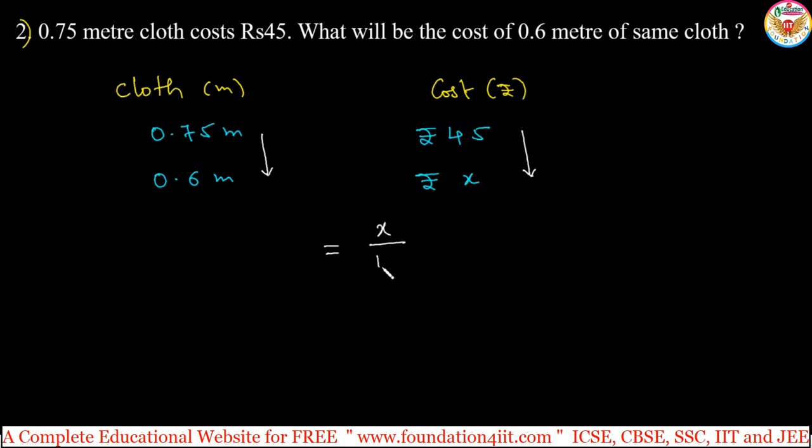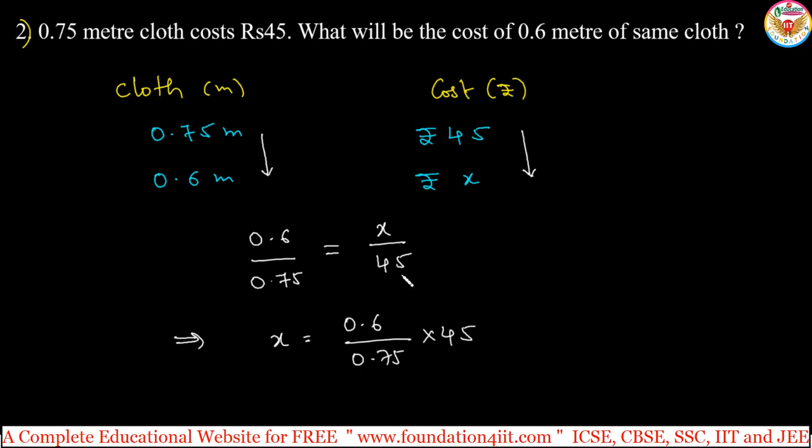So X divided by 45 I took, and the second number divided by the first number I took here. The same way, you can also take second number divided by first number. This is the step you write. Then you can find the X value from this. So X is equal to 0.6 divided by 0.75 into 45. 45 is dividing, so take it to the right and multiply. Then simplify this calculation. That becomes 60 by 75 into 45.